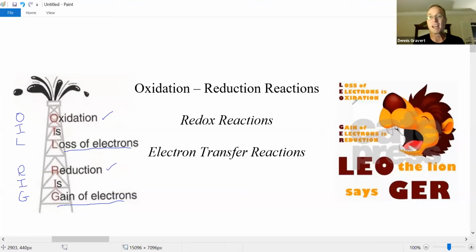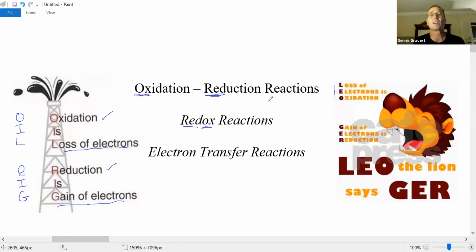You can also remember that LEO says GER, Leo the lion: Loss of Electrons is Oxidation, and the Gain of Electrons is Reduction. Oxidation reduction, that's a lot to say. So what a lot of people actually do is they take the RED from reduction and the OX of oxidation and make up a new word. We just call these redox reactions. It's just the nickname for oxidation reduction reactions.